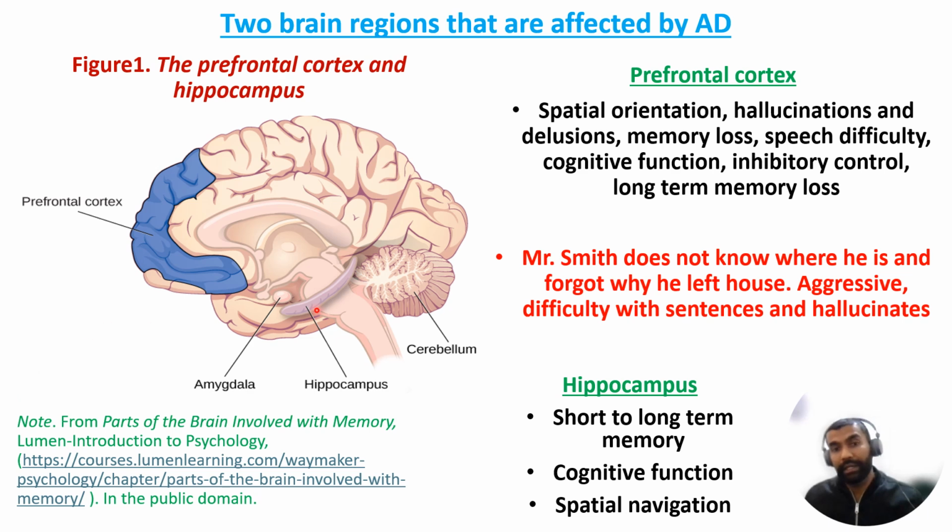And the second area is the hippocampus. If the brain is shrunk in this area, then that can affect the ability to convert short-term memory into long-term memory, cognitive function and spatial navigation. So we can see a few signs in Mr. Smith where he is forgetting things, why he left home, why he can't find his way home, and he's aggressive, has difficulty with sentences, and has been hallucinating.